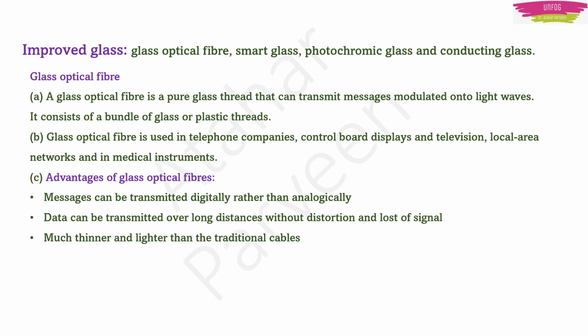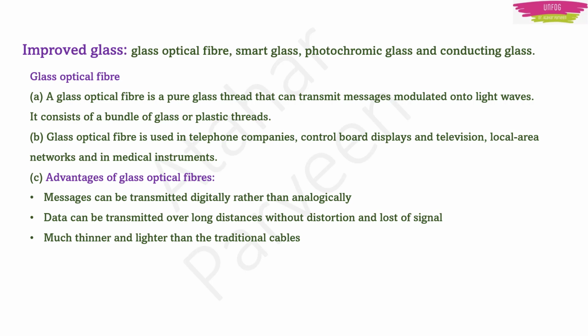Now there are two improved versions of glass and ceramic. Let's talk about the improved version of glass. They are glass optical fibers, smart glasses, photochromic glass and conducting glass. Now these glass optical fibers are important, so I'll talk on them only. A glass optical fiber is a pure glass thread. It will look like a wire, okay? And it can transmit messages modulated into light waves. It will consist of a bundle of glass or plastic threads.